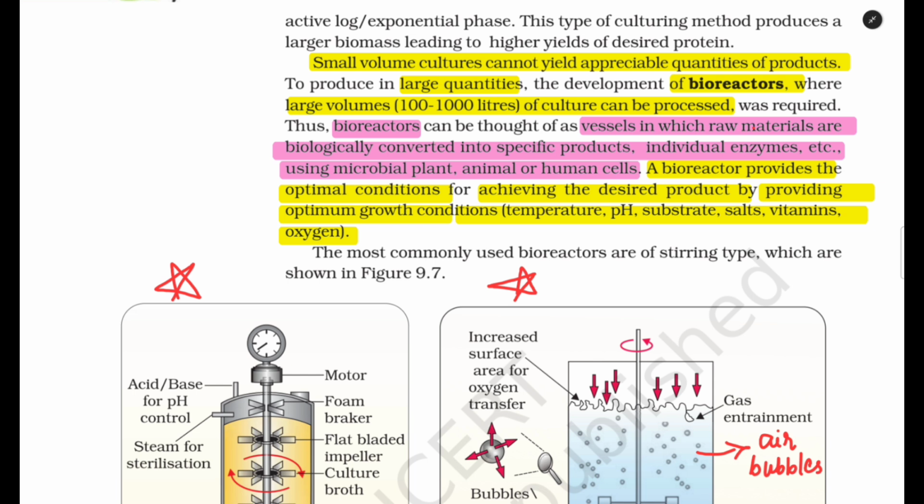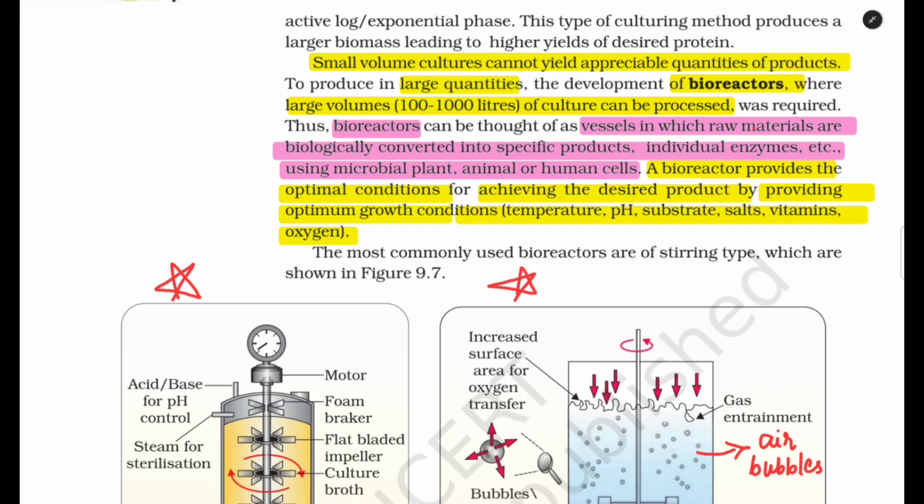Small volume cultures cannot yield appreciable quantities of products. To produce in large quantities, the development of bioreactors, where large volumes, that is up to 100 to 1000 liters of culture can be processed, was required. Thus, bioreactors can be thought of as vessels in which raw materials are biologically converted into specific products, individual enzymes, etc., using microbial, plant, animal, or human cells.